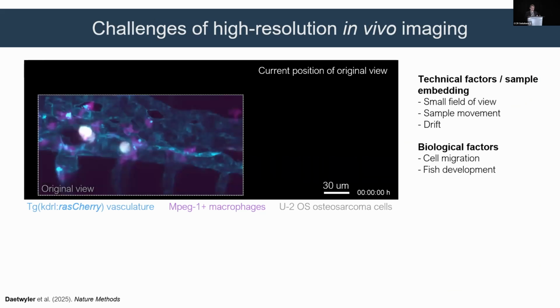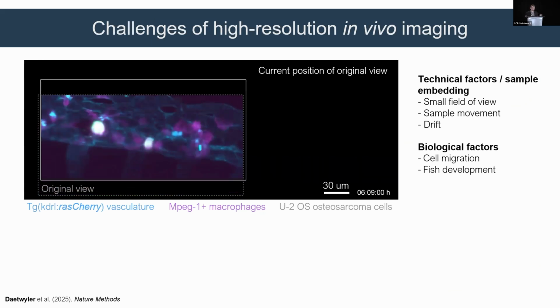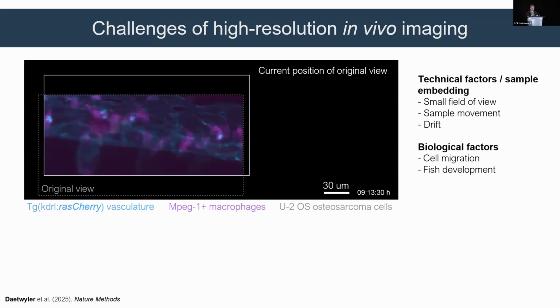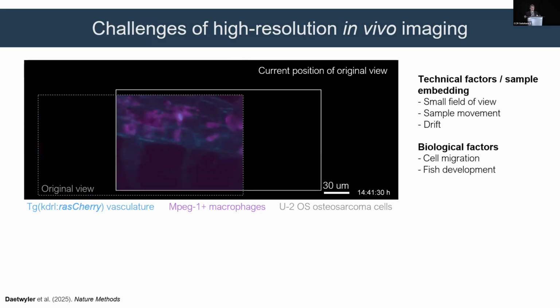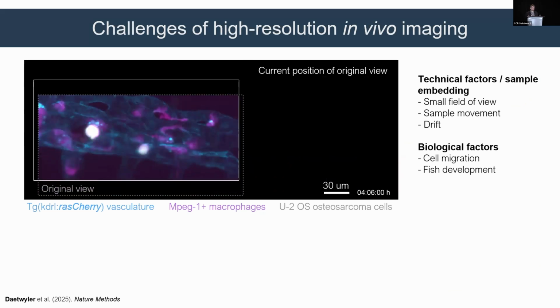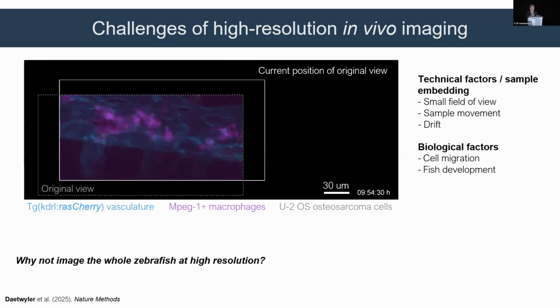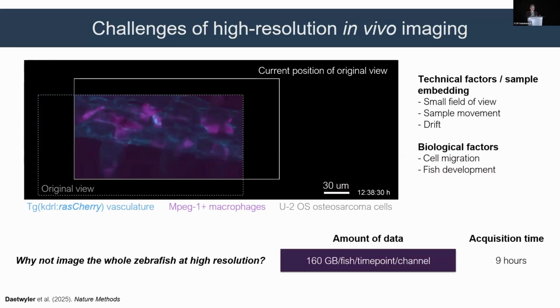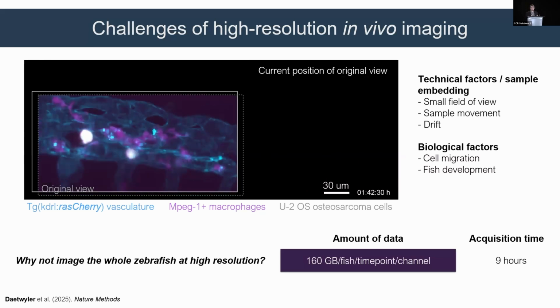And this is for many reasons. It can be technical reasons. We start with a very small field of view, but we also have sample movement, sample drift. But it's also biological, because sometimes the cells of interest might migrate out, and the fish or the organism that we image, or the spheroid, they move and they change over time. And you might now ask, why do you not image everything that is black now? And the reason for this is it would generate a huge amount of data per time point, and it would just take too long.